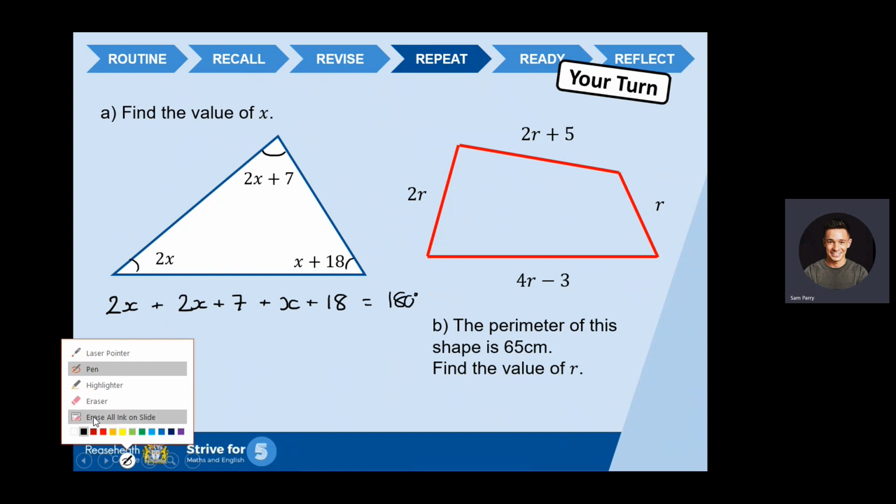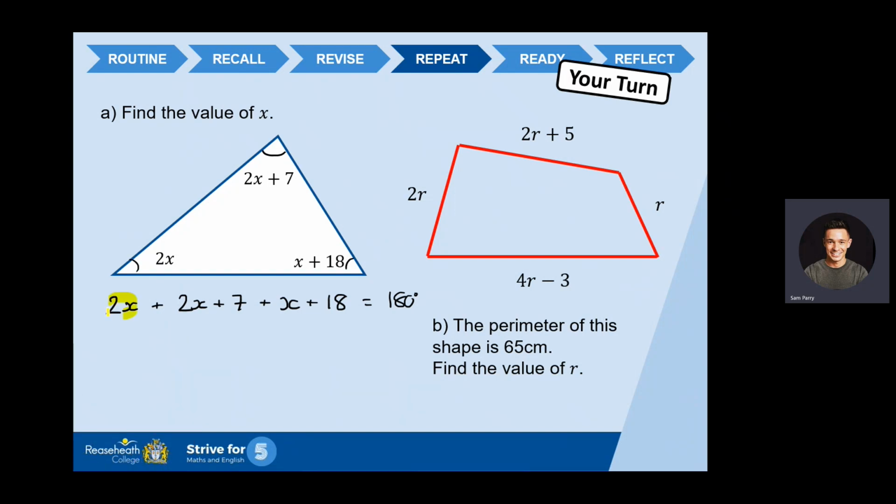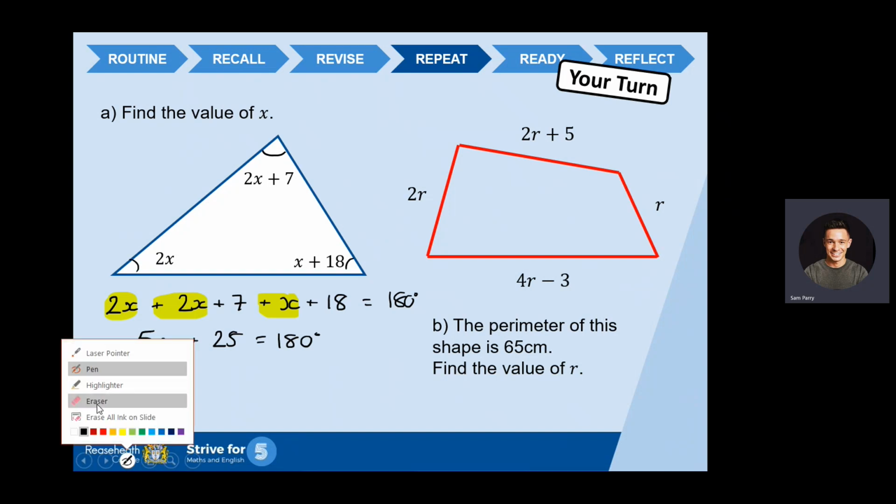We simplify that long equation. So I'm going to put all of our x's together. We've got 2x plus 2x plus another x. So altogether there, that is 5x. So underneath 5x plus 7 add 18 is 25. So I've got 5x plus 25 equals 180 degrees. What do I do next? I'm going to solve this equation.